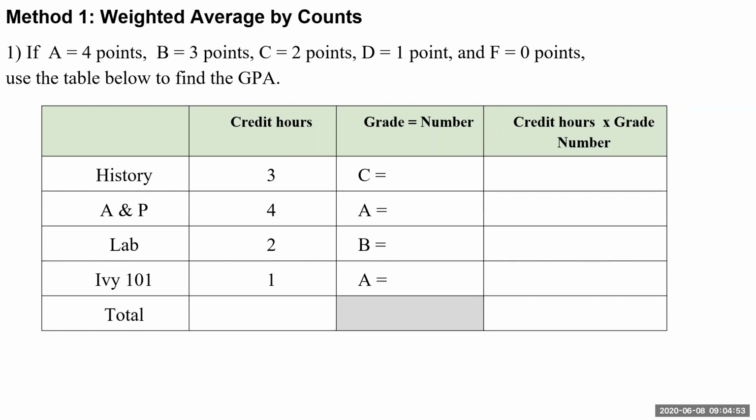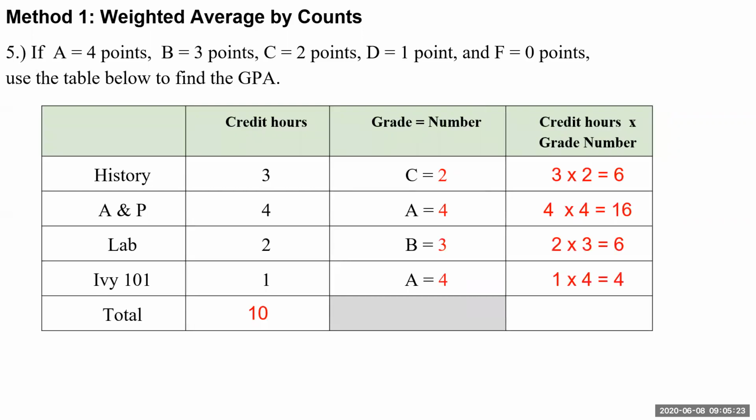Now, A is 4, and we know if you have all A's in your classes, you are averaging 4.0, right? So A has a weight of 4, B has a weight of 3, and C has a weight of 2. Now, these are classes you took: history, AMP, lab, and so on. History is 3 credits. So if you get a C in history, that means the number assigned is 2, for each of these numbers.